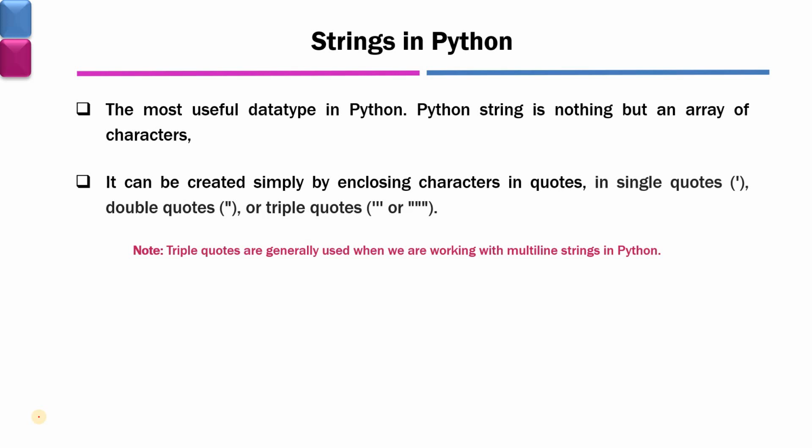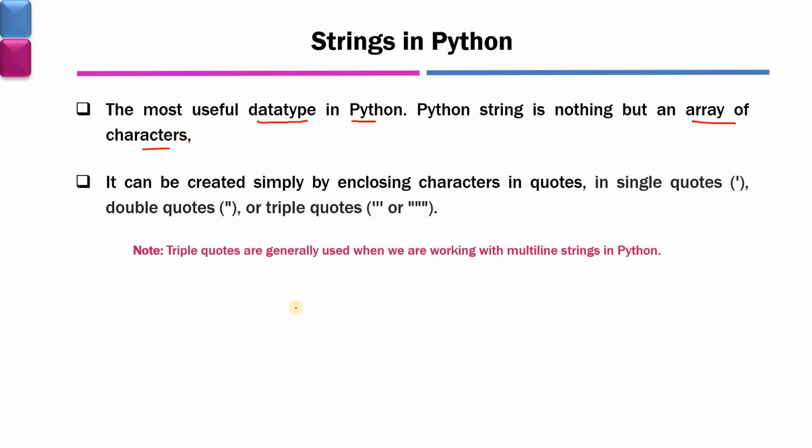Today we are going to start the important topic of Python, that is strings. It is the most useful data type in Python. What is a Python string? It is nothing but an array of characters. Means there are several characters, they are combined in an array, and that is called a string.